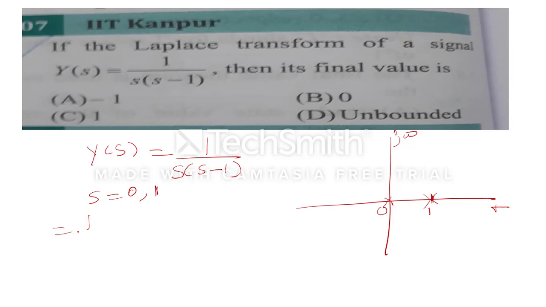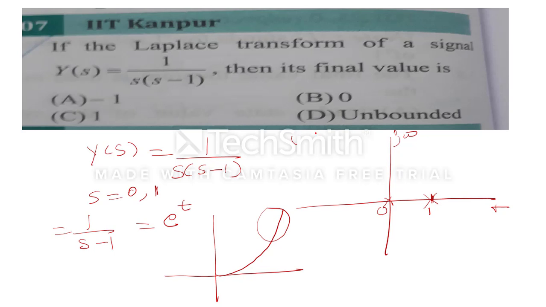Because when we try to take the inverse of 1 upon s minus 1, we will get e to the power t. E to the power t, we know that the plot of e to the power t is an exponentially growing function. So an exponentially growing function will not have any final value because we can't bound this function. That's why the answer will be unbounded.